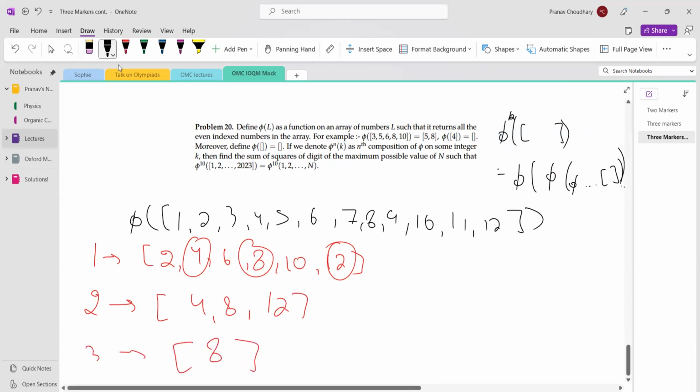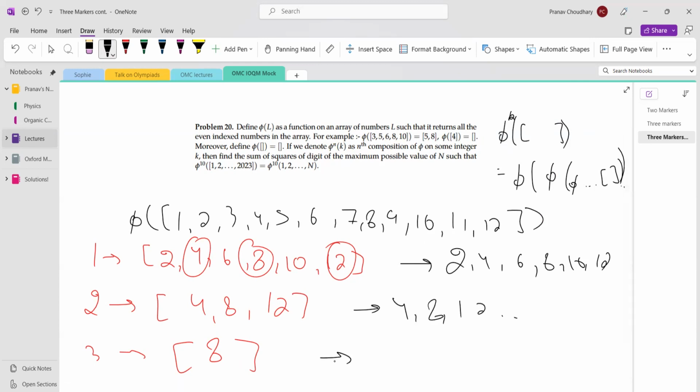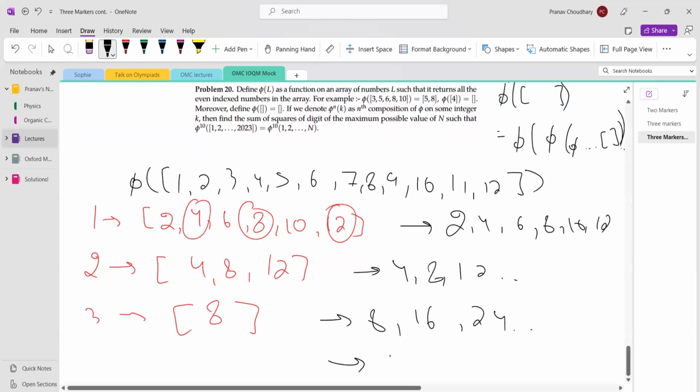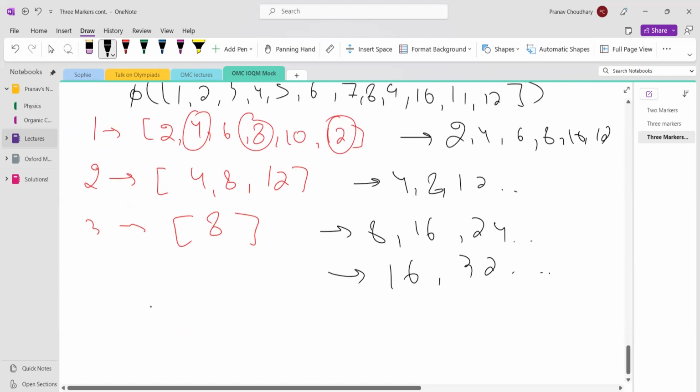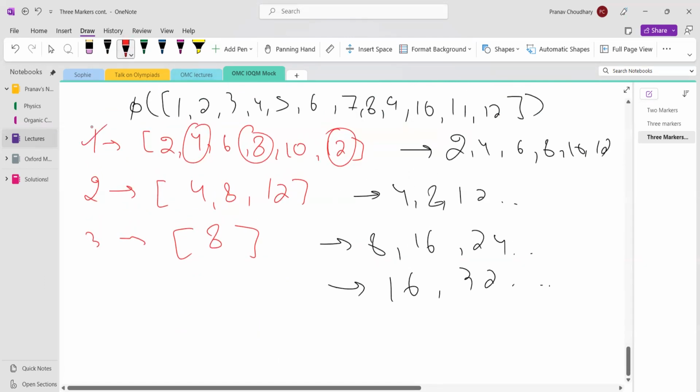See, every time you're taking the even index numbers, right? Here the indices are 2, 4, 6, 8, 10, 12. Here the indices are 4, 8, 12, and so on. Here the indices are 8, 16, 24, and so on. We only started with 12 numbers, so 16 is not here. But in the next case, the indices will be 16, 32, and so on. So basically, the indices here are all multiples of 2, here all multiples of 4, here multiples of 8 and 16.